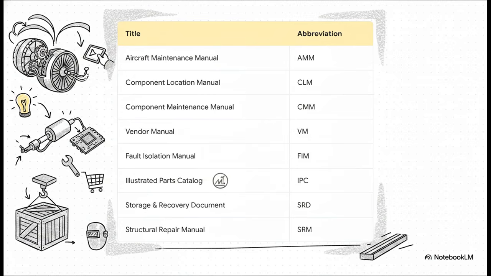Now imagine an alarm triggers or a system fails. Mechanics diagnose that exact issue with the FIM, the Fault Isolation Manual. To physically locate that broken component somewhere inside the massive airframe, they use the CLM, the Component Location Manual. And finally, to order the exact replacement part, they crack open the IPC, the Illustrated Parts Catalog. See? It is a perfectly segmented, highly responsive system designed to save time and ensure absolute accuracy.